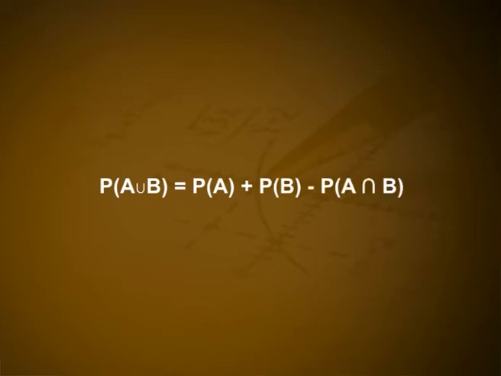The principle of inclusion and exclusion can be used to determine the number of outcomes in the union of events. The probability of the union could be obtained as P of A union B equals P of A plus P of B minus P of A intersection B. This is known as the addition theorem on probability.